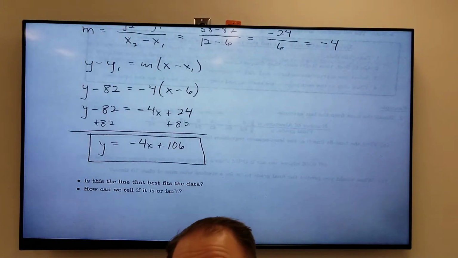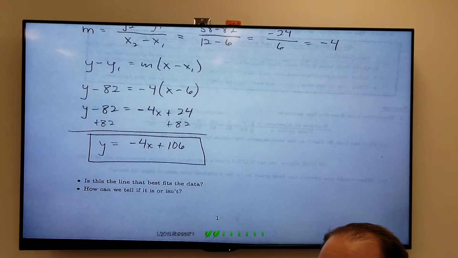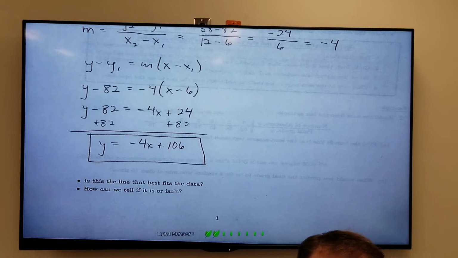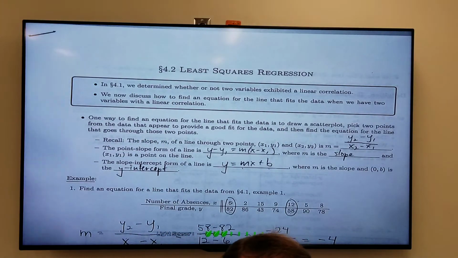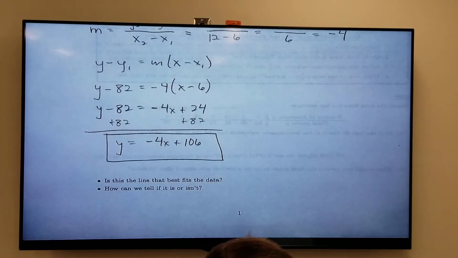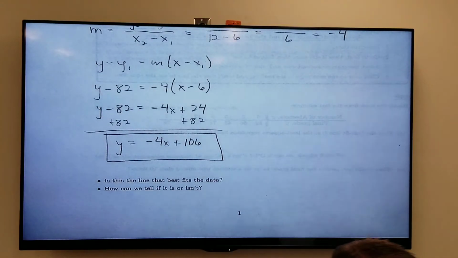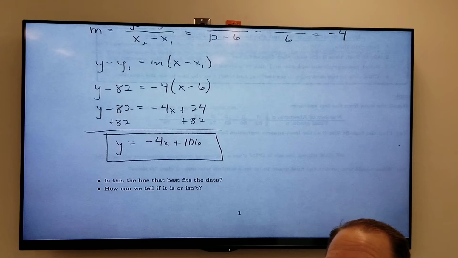And loosely speaking, that line is called the least squares regression line, which is why this section is called least squares regression. Okay, so it's the least squares regression line. That's the line that's going to best fit the data.